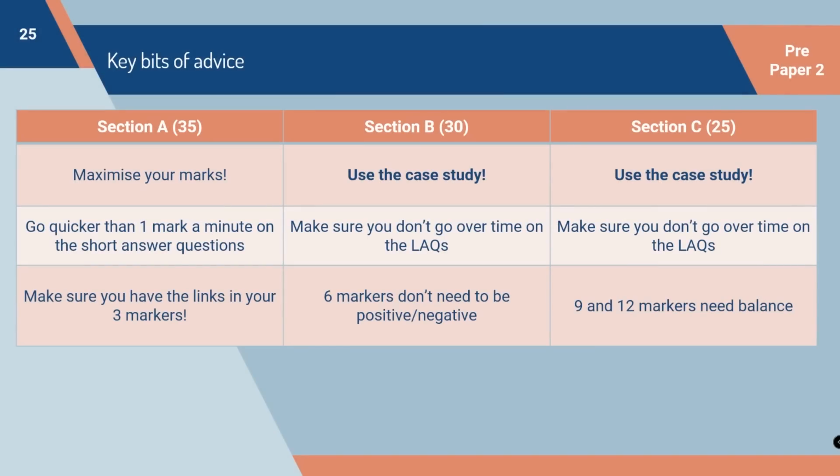Final tips. Maximise your marks in section A. Try and go quicker than 1 mark a minute on the short answer questions. Make sure you've got the right amount of links in your 3 markers. In sections B and C, use the case study. Make sure you don't go over time on the long answer questions. Your 6 markers don't need to be positive and negative, but your 9 and 12 markers do need that balance. If you do those things right, I'm sure you'll be absolutely fine.